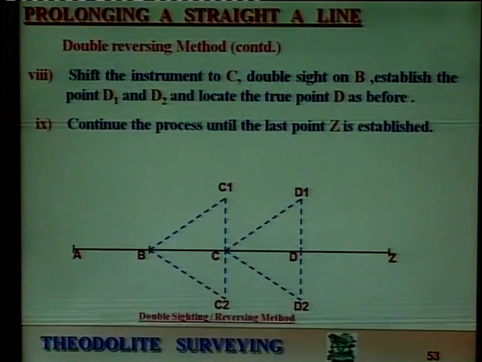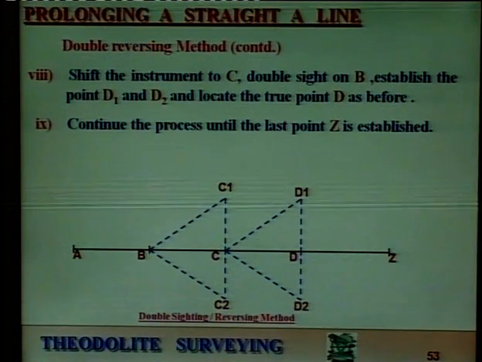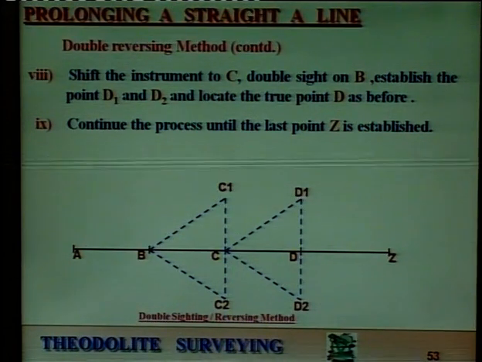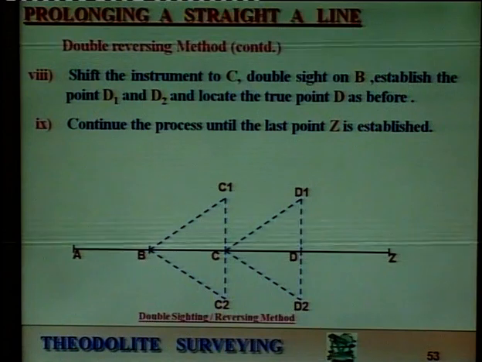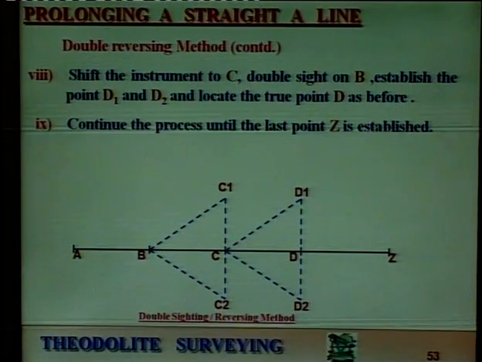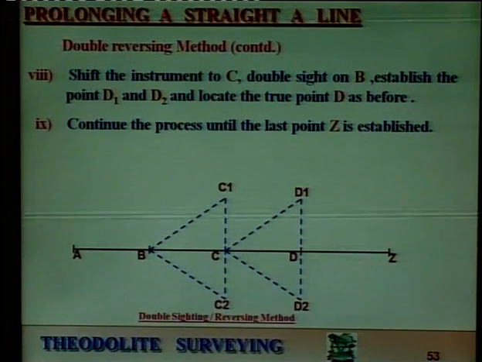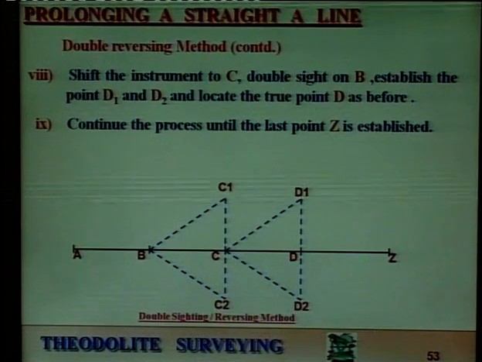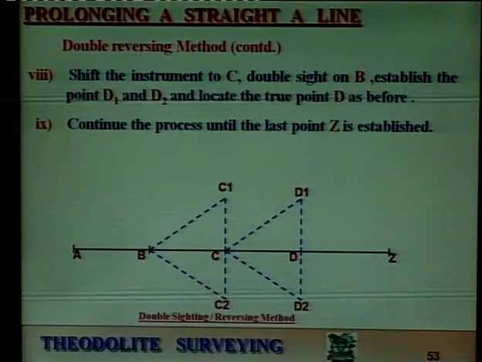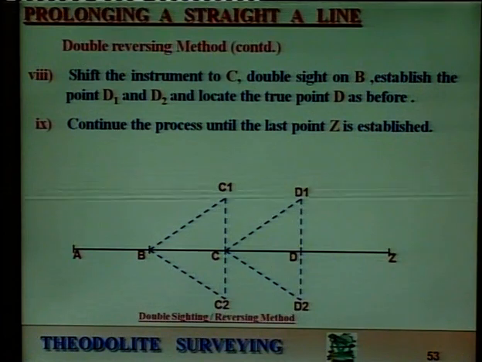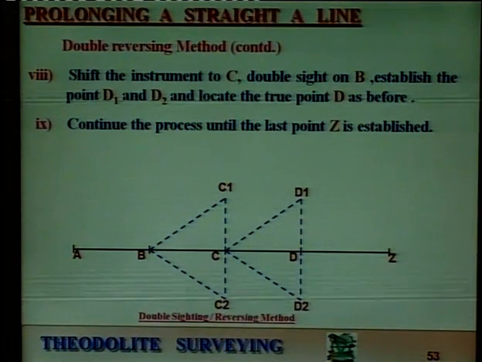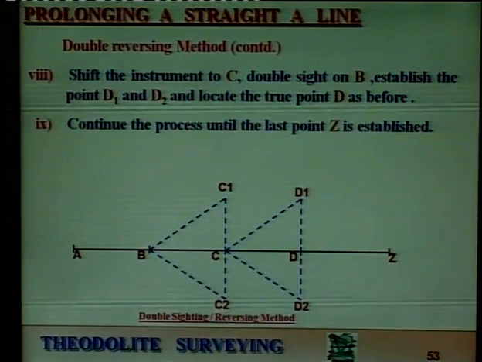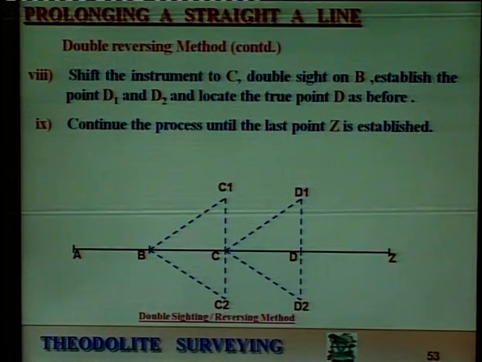Shift the instrument to C and the same procedure is repeated and we can find the point D and continue to the point Z. In this way we can prolong this line AB to a point Z. So, these are 3 methods. First is the foresight method, next is the backsight method, and the solution for doing accurate work when the instrument is not in perfect condition, or the work is to be done very accurately, is the double reversing method, which is being shown on your screen.